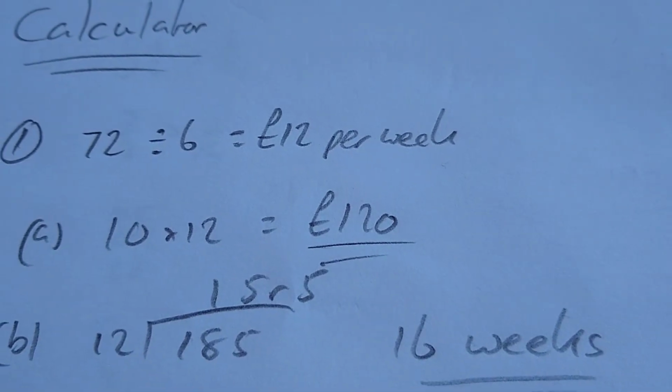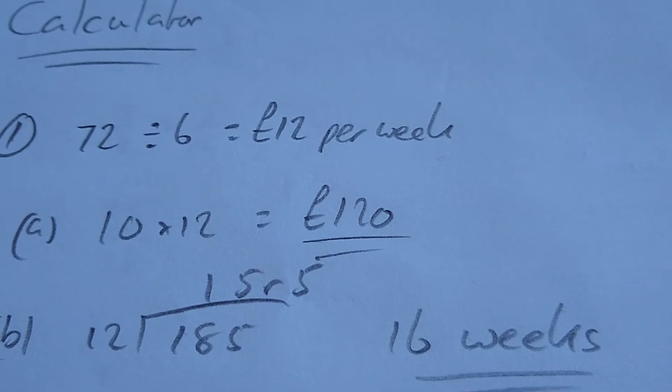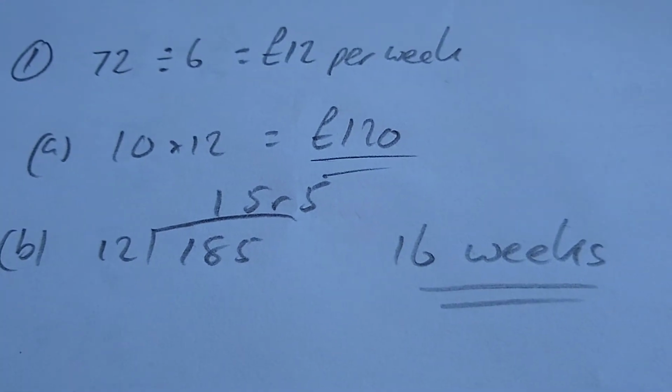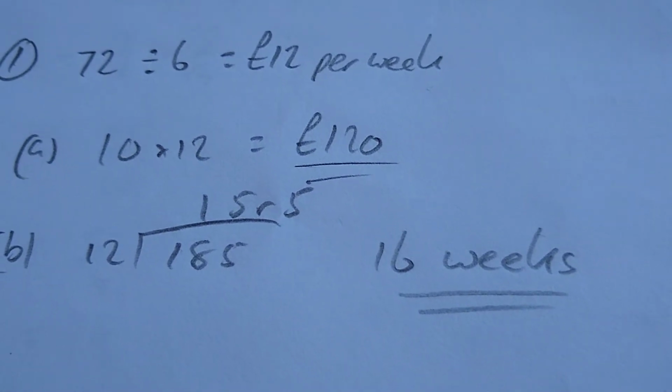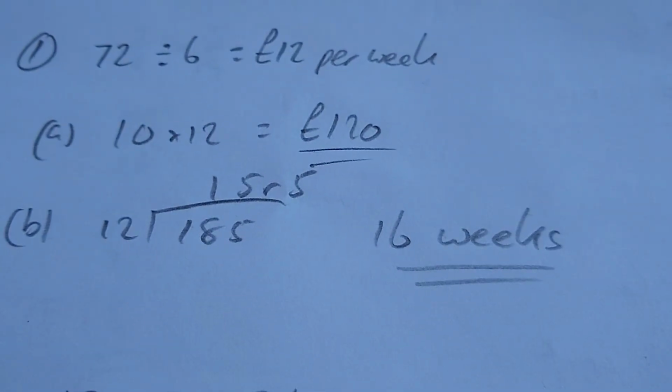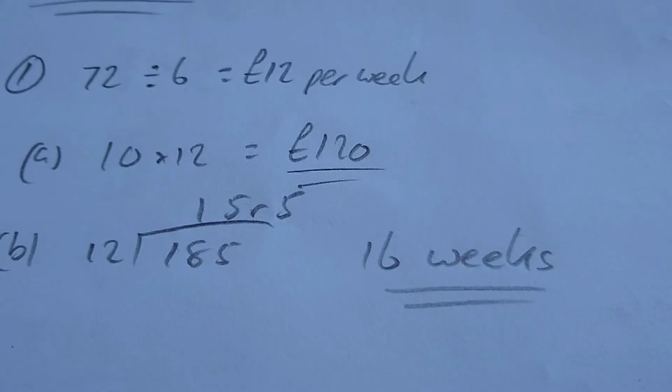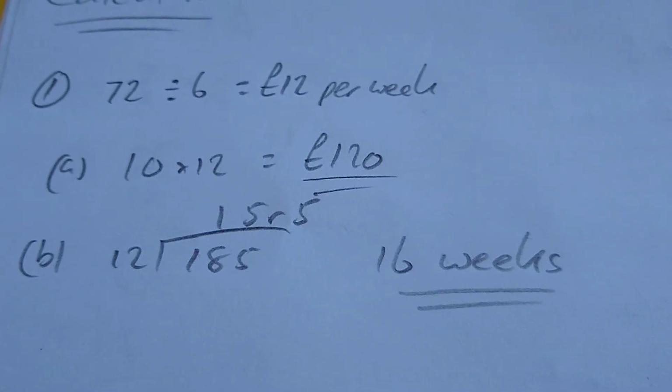Part B, how long will it take him to save £185? Well, 12 into 185 was 15, remainder 5. So after 15 weeks, he won't quite have saved £185, so it'll take him 16 weeks to save that amount of money. Question number 2.